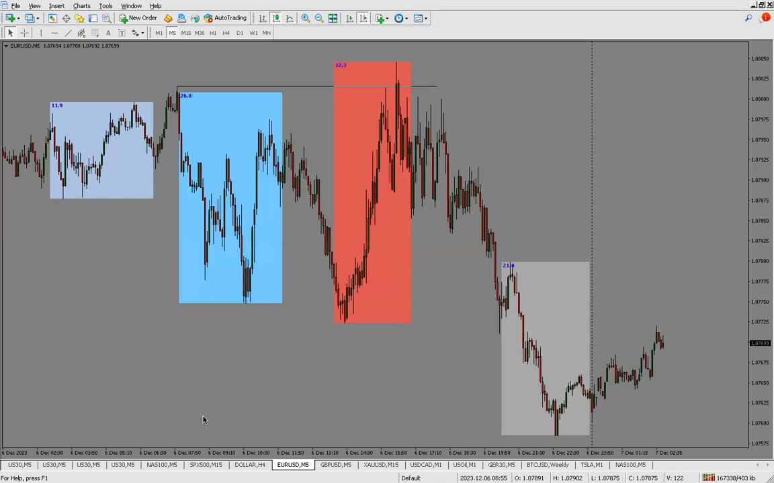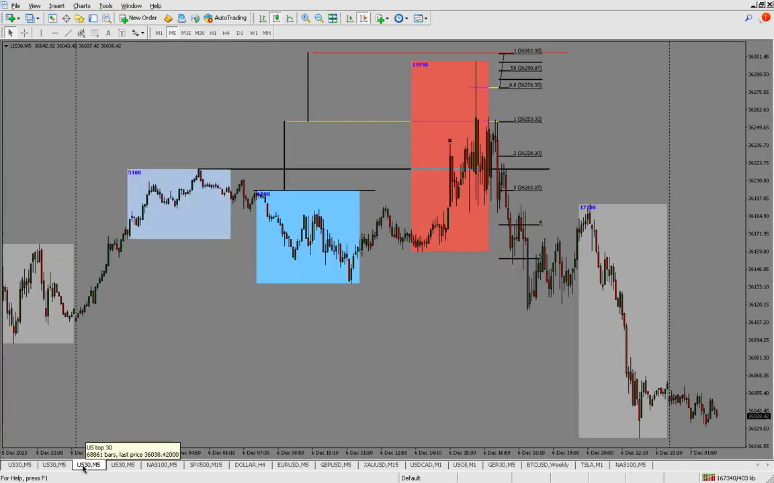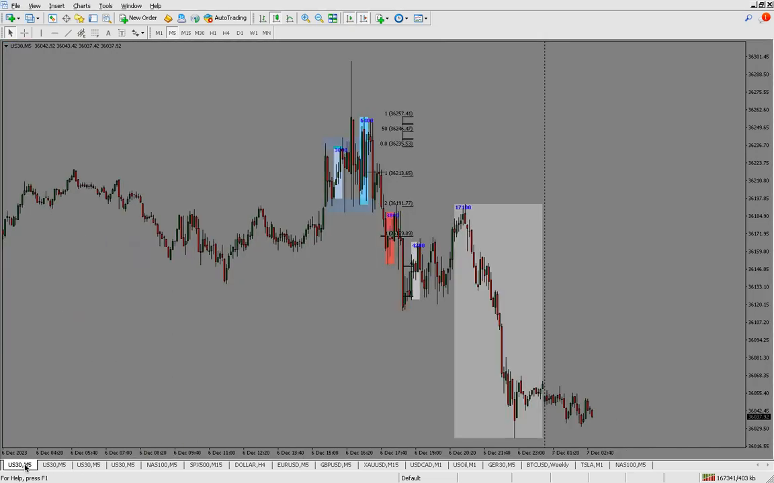Do you see US 30 retesting the high? Because there's like a long wick from this morning. Yeah, most definitely.